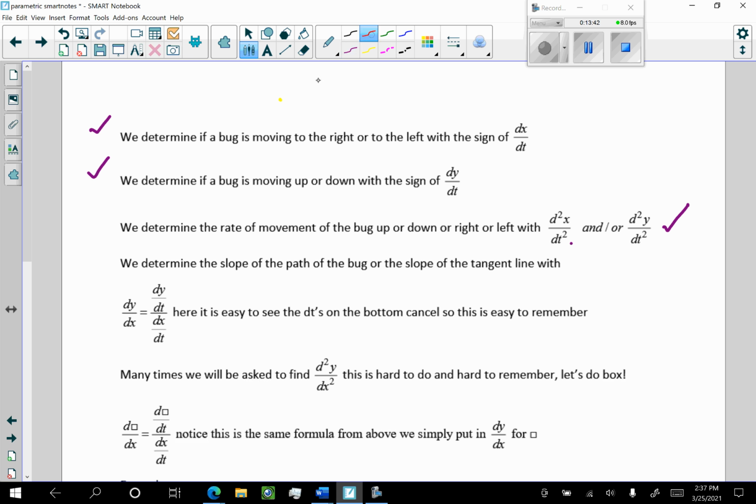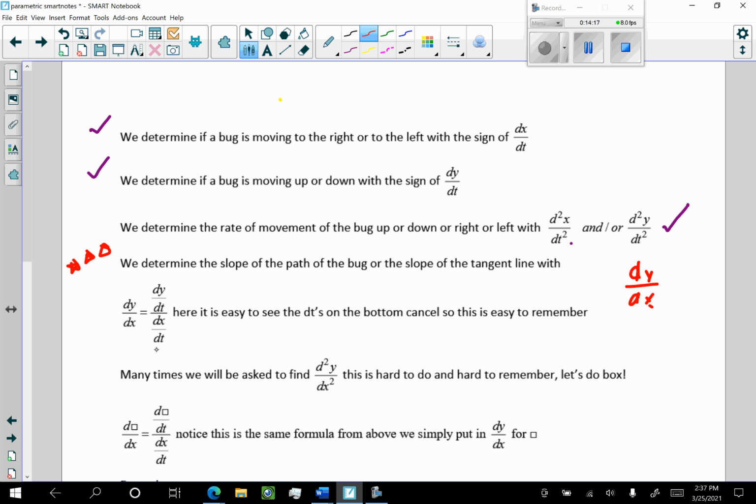The next thing we're going to talk about, we're going to double star this, maybe even triple star this, is the slope of the path of the bug, or the slope of the tangent line to the graph of that bug. And we've been talking about tangent lines a lot. And what is that tangent line? What is the slope of that tangent line? Is dy dx. And we know that. The slope of any tangent line in xy land, if you're talking about polar, parametric, implicitly defined functions, the dy dx is always the slope of the tangent line.